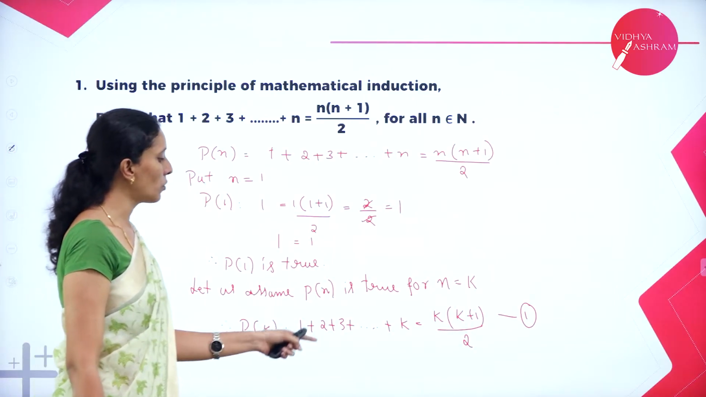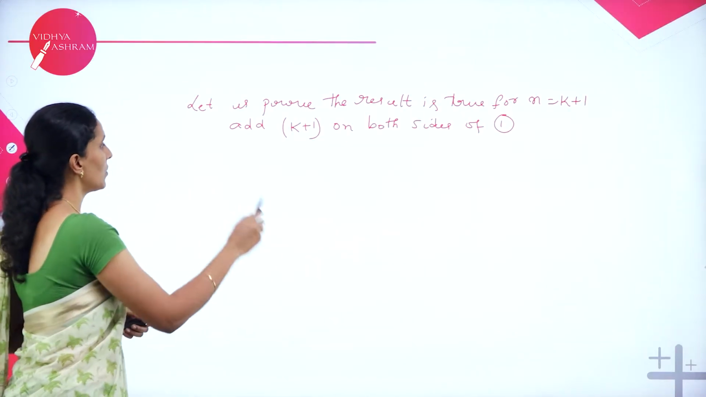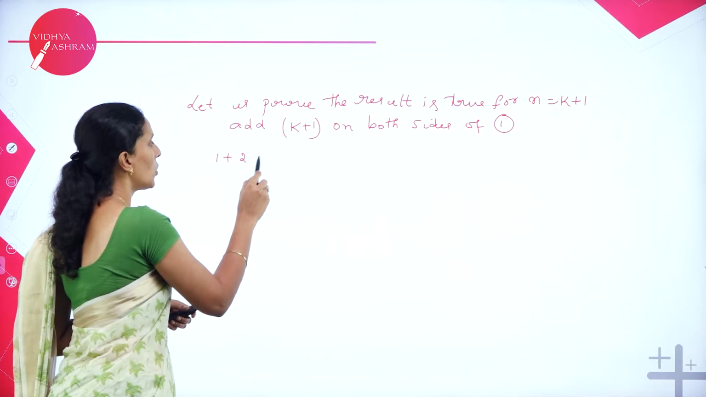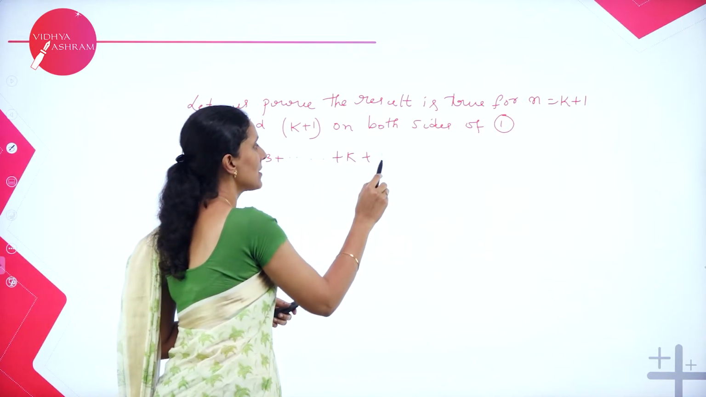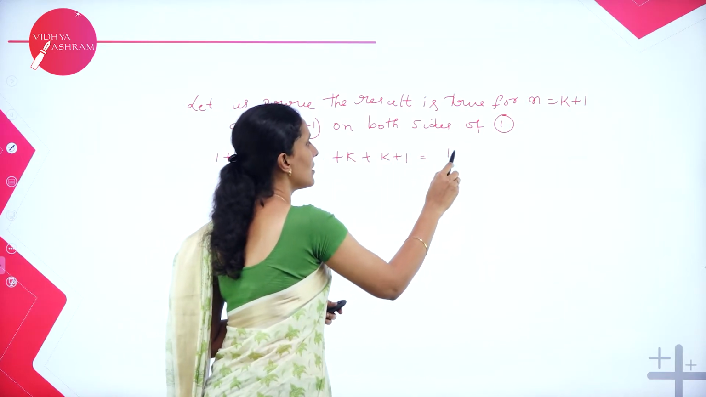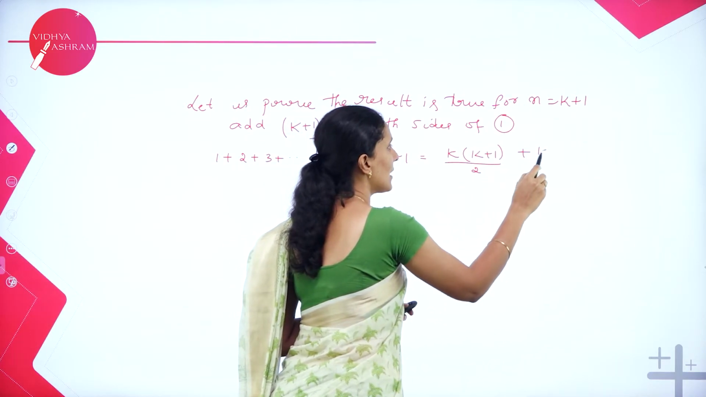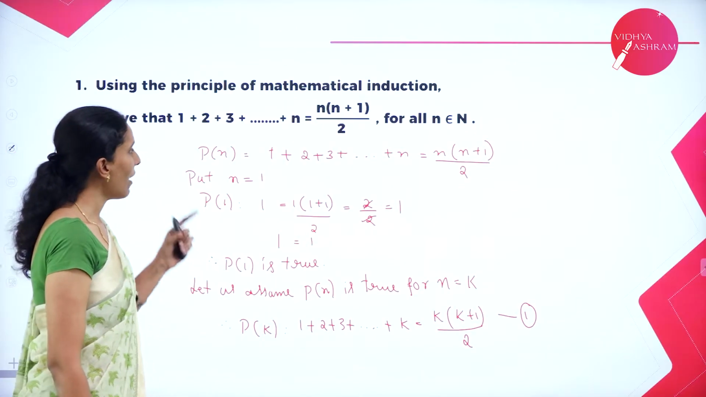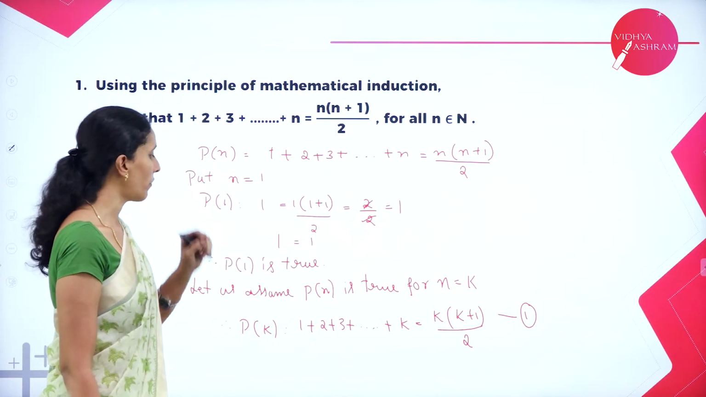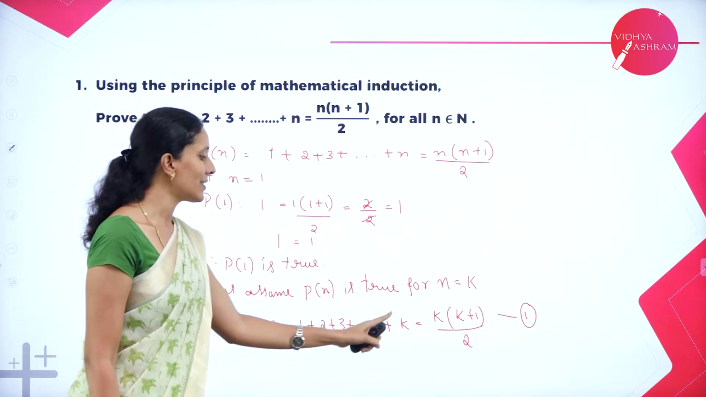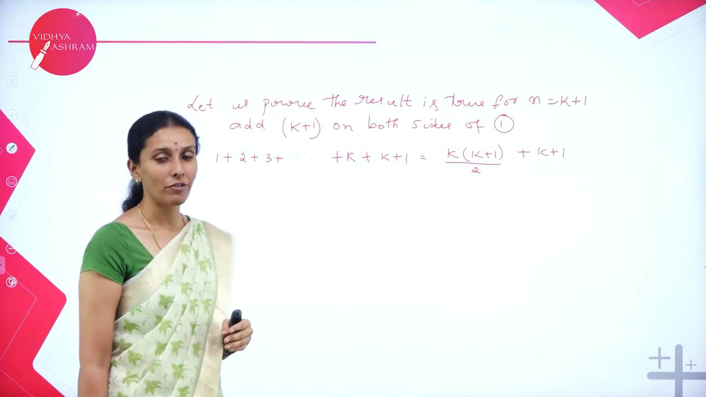That is 1 plus 2 plus 3 plus etc. up to k. Add k plus 1 to both sides. Then we get 1 plus 2 plus 3 plus etc. up to k plus 1, and here it is k into k plus 1 divided by 2 plus k plus 1. Now, if we had written it as 1, 2, 3 till n, we would have taken it as P of n. So if it is 1 plus 2 plus 3 plus etc. up to k, it is P of k. Therefore, if you have k plus 1, then it is P of k plus 1.